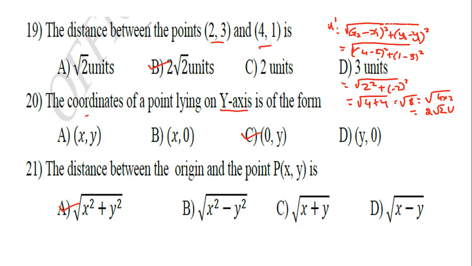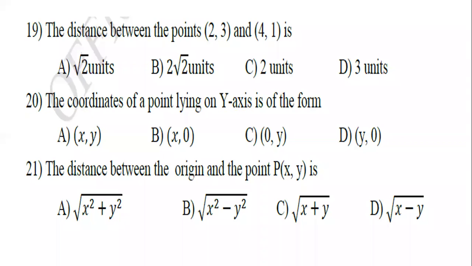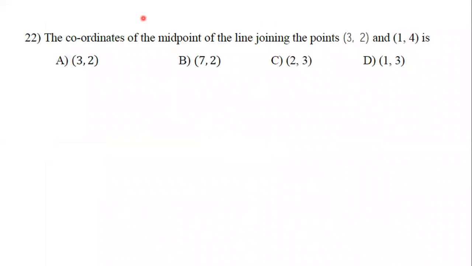Next, 22nd question. 22nd question is the coordinate of the midpoint. The given midpoint. So what is the midpoint formula? (x1 plus x2) by 2, comma, (y1 plus y2) divided by 2. So this is x1, x1 is 3 and this is y1. This is x2 and this one is y2. Okay, so here substitute the values.